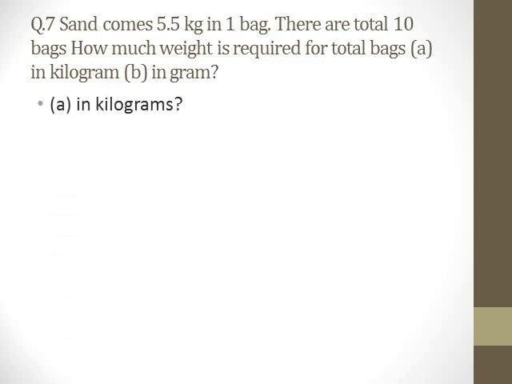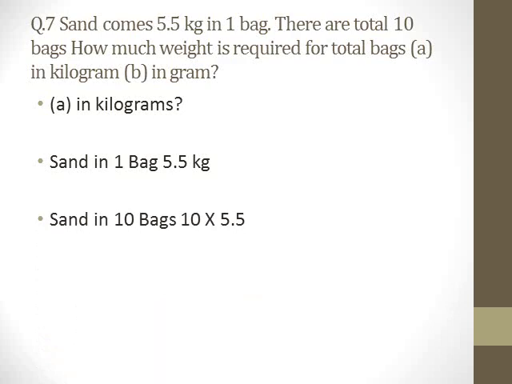So I will start working from kilogram first here, because the value is given here in kilogram. So what information is the question giving me? The question is giving me the information that sand in one bag is equal to 5.5 kg, and we need it for 10 bags. Obviously we are going to multiply it. Why? Because for one bag 5.5 kg, so obviously for 2 bags it will be double. For 3 bags it will be 3 times more. So in that situation we always multiply. So for sand in 10 bags, I will multiply 10 by 5.5.